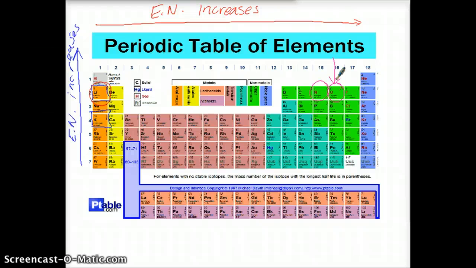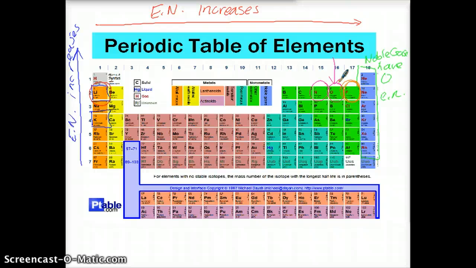This works for the entire periodic table except for this far right column. The noble gases are special. They have no electronegativity. They have zero electronegativity. And that's because they don't want electrons. They don't want electrons because they already satisfy the octet rule. So they don't need to gain any more electrons. They're good to go. So therefore, the most electronegative element is fluorine. It's the element that wants electrons more than any other element on the periodic table.